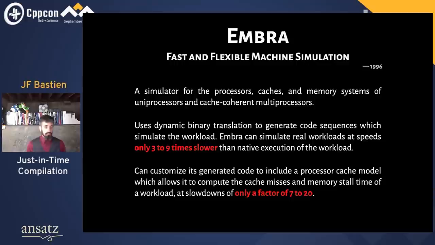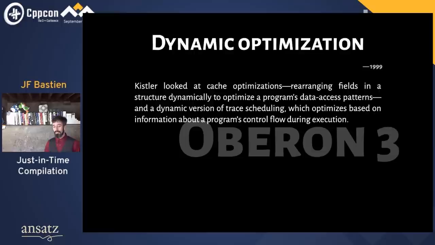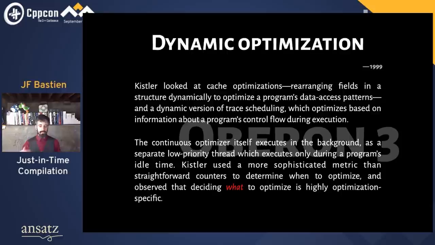This system's kind of cool. Oberon 3 has a paper called Dynamic Optimizations from 1999. And the description of it is: Kistler looked at cache optimizations, rearranging fields in a structure dynamically to optimize a program's data access patterns, and a dynamic version of trace scheduling, which optimizes based on information about a program's control flow during execution. The continuous optimizer itself executes in the background as a separate low priority thread, that's cool, which executes only during a program's idle time.